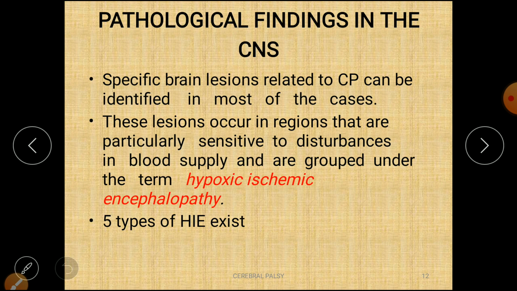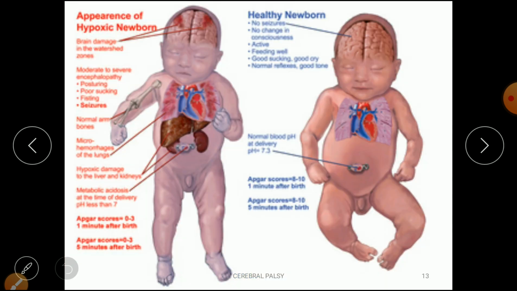Now the pathological findings in the CNS. So specific brain lesions related to cerebral palsy can be identified in most of the cases. These lesions occur in the regions that are particularly sensitive to disturbance in blood supply and are grouped under the term hypoxic ischemic encephalopathy. If blood supply to a particular region is not proper, it produces ischemia, grouped as hypoxic ischemic encephalopathy.